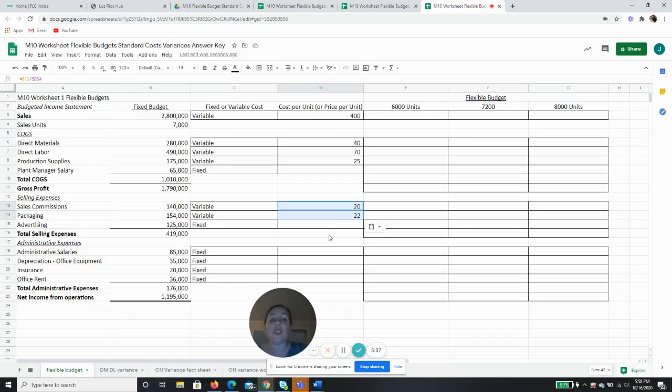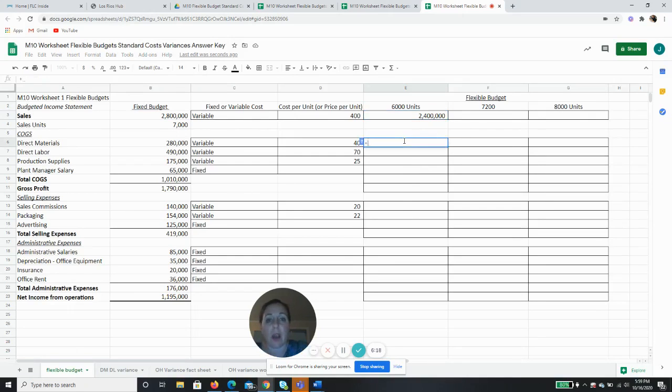All right, so now we are going to do our flexible budget for 6,000 units. So our fixed budget was at 7,000. Now our first flexible budget is going to be at 6,000 units. So what we're going to do is take our price per unit. We're selling for $400 a unit. And if we sell 6,000 units, we'll multiply by 6,000. And that gives us 2.4 million, right? So we made 2.8 million in sales when we sold 7,000 units. We're going to make 2.4 million in sales when we sell 6,000 units.